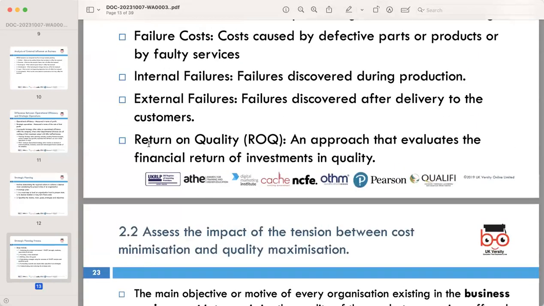So here, just keep in your mind when we talk of internal failure cost: internal failure costs are incurred to remedy defects discovered before the product or service is delivered to the customers, and external failure costs are incurred to remedy defects discovered by customers when the customer receives their product.